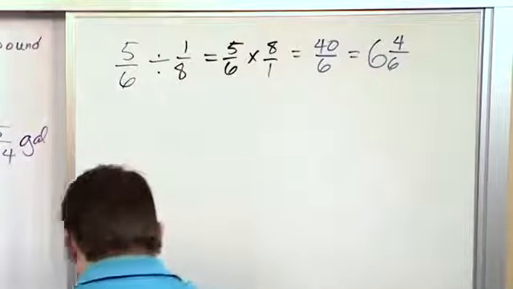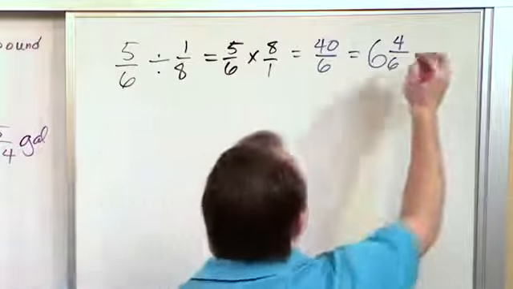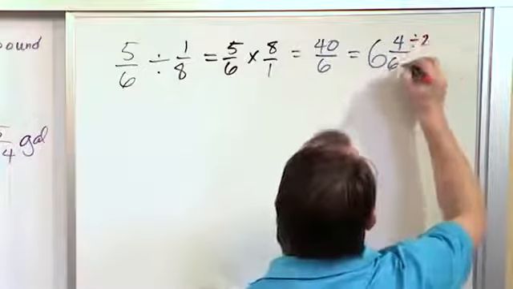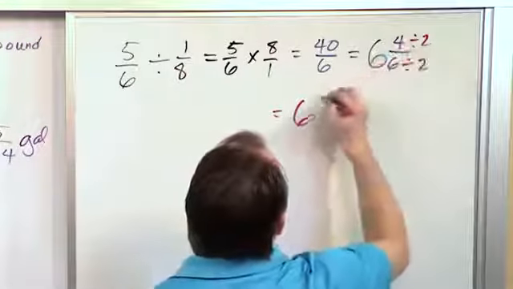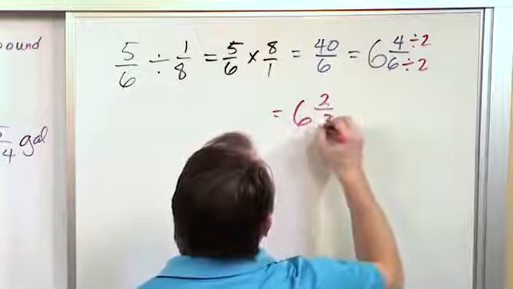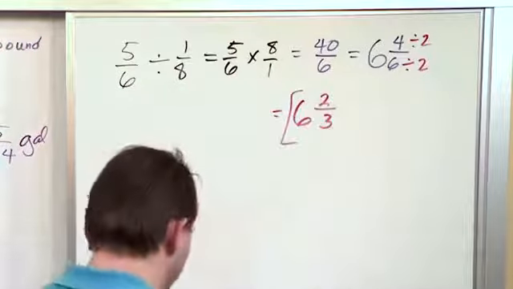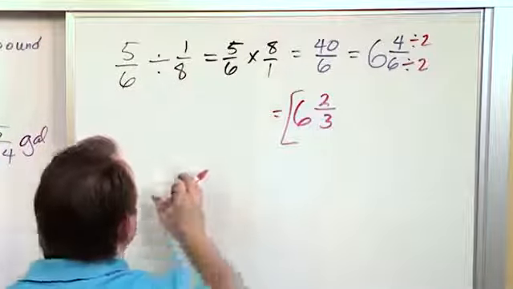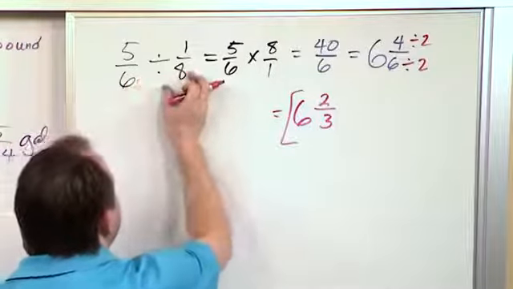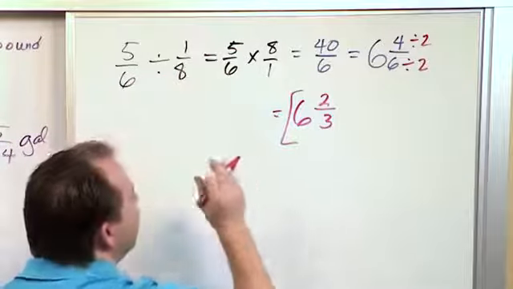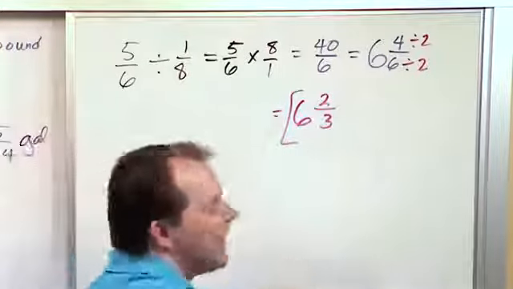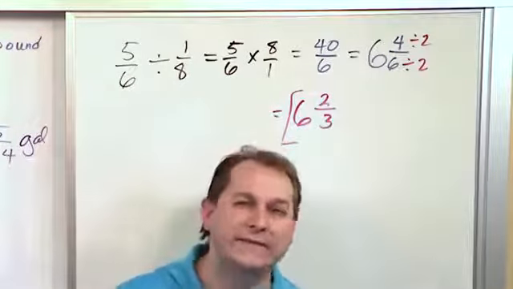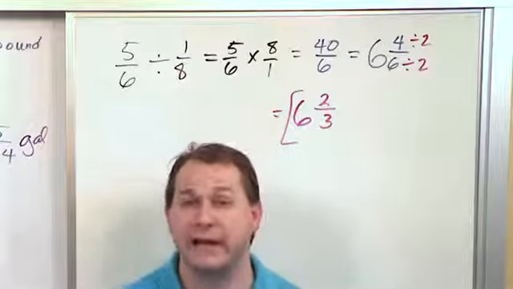So that's the answer, but then I see right away I can divide the top by 2 and the bottom by 2. And so I get 6, 4 divided by 2 is 2, 6 divided by 2 is 3. 6 2/3. So what it's saying is I start with this much rope and I chop it into pieces that are this long. How many pieces do I have? I have 6 whole pieces that are this long, and then I have 2/3 of a piece. So I don't quite have 7 whole pieces. I have a little bit left over at the end.